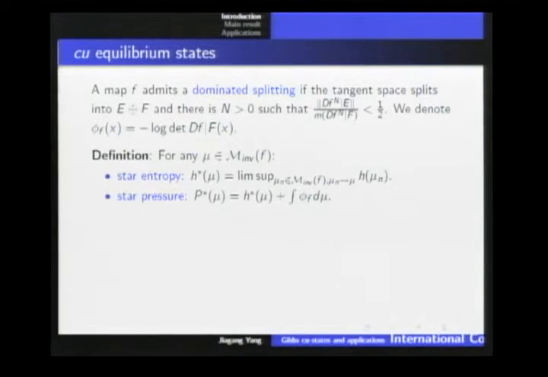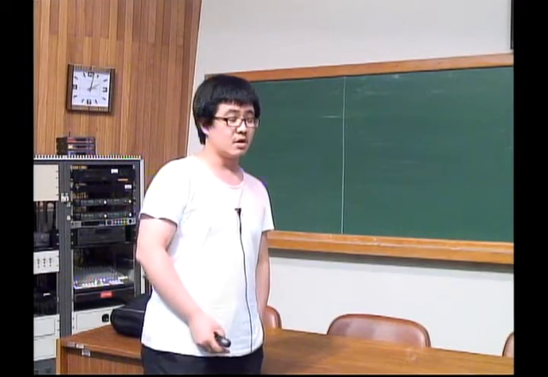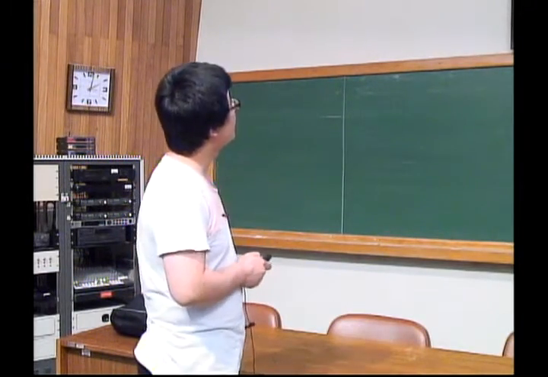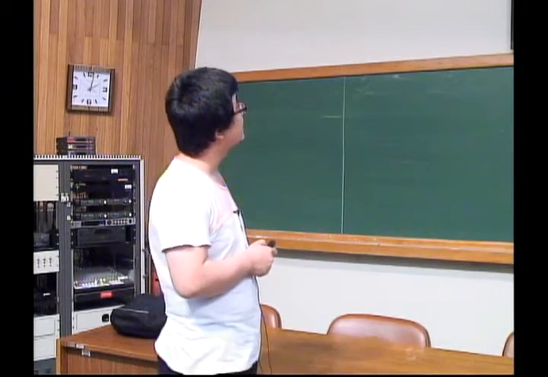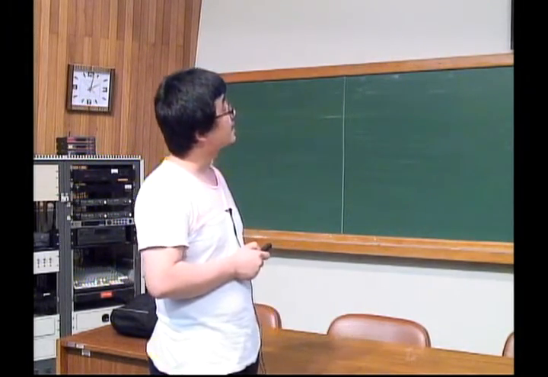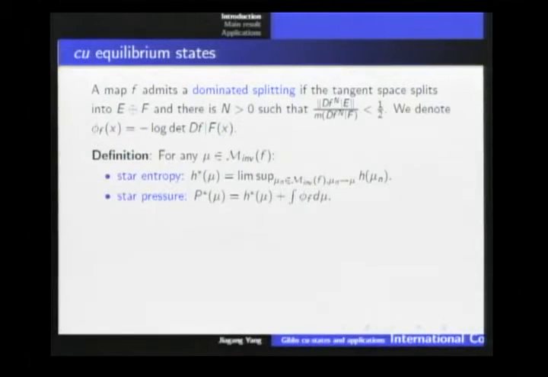And why do we do this? It's because in general the metric entropy is not upper semi-continuous. By this new definition we get the star entropy, which is automatically upper semi-continuous. And then, in the standard way, we can define the star pressure. The star pressure is exactly the star entropy plus the integral of the potential which we introduced above. So what's the definition of CU equilibrium states? Exactly the invariant measures whose star pressure is larger or equal to zero.